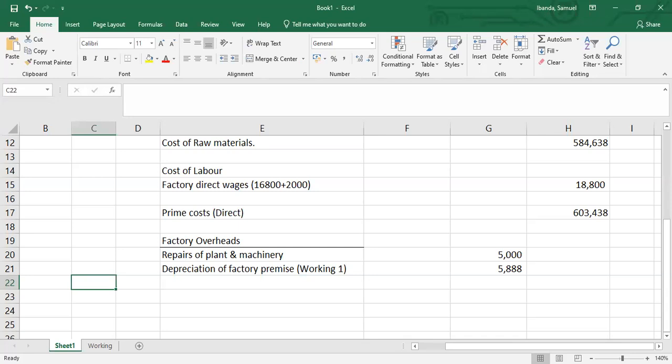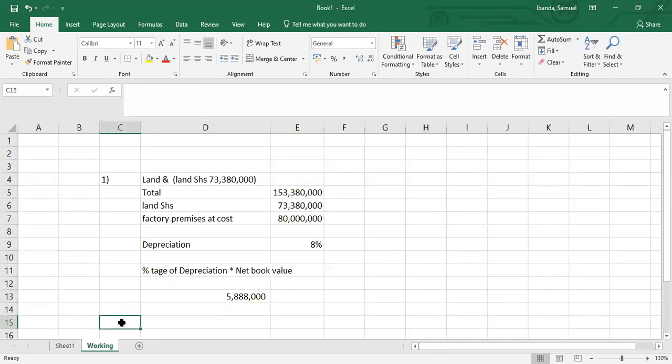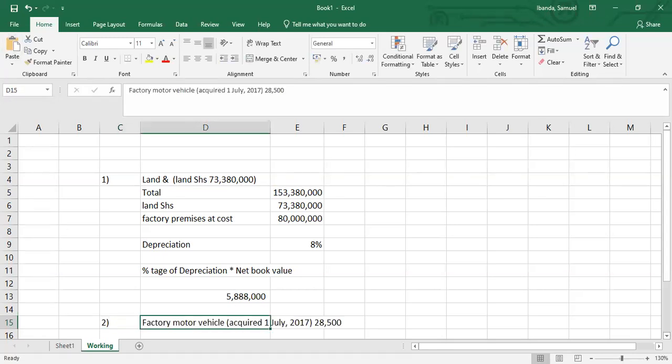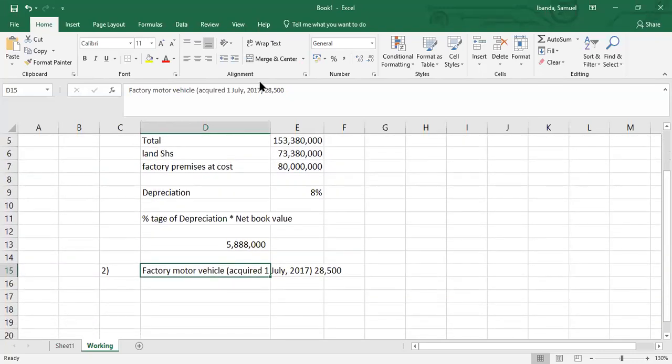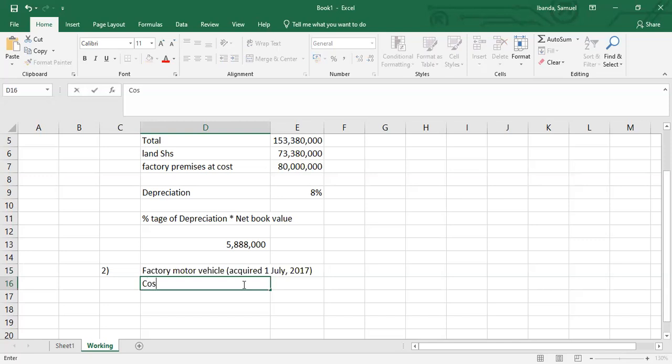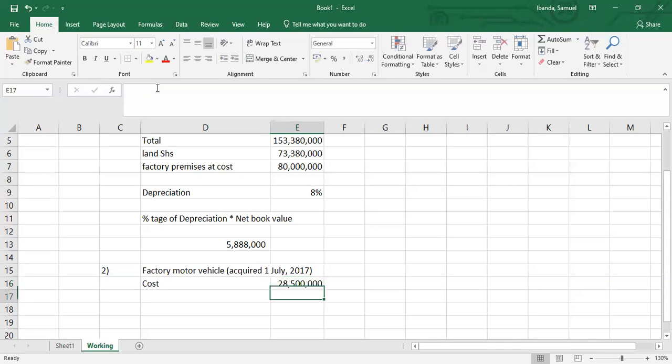My depreciation as well. So I'll come here and say working 2. In my working 2, I'm going to have the so-called motor vehicle. So this is its cost. So motor vehicle cost is this value. Let me add the 3 zeros, 1, 2, 3, right there. So I'm now going to check out its depreciation.